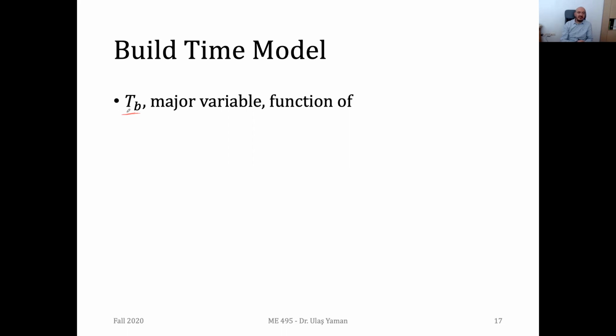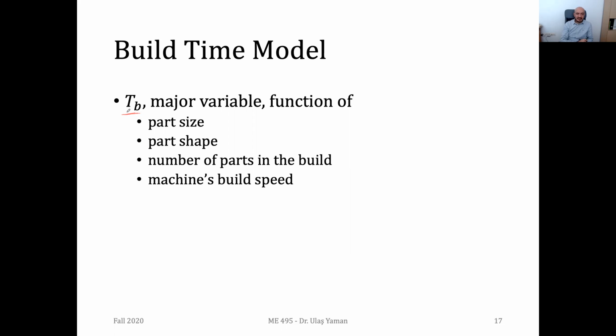Some CAM software is providing this TB to you. You don't need to actually do any calculation on your own, but in some cases you may need to do it yourself and try to come up with an estimate of build times. So what affects actually the build time? The size of your part, the shape of it, for instance, its length in z-axis, its orientation, the number of products you're going to produce in the same bed, and also the speed of your machine directly affecting the build time.